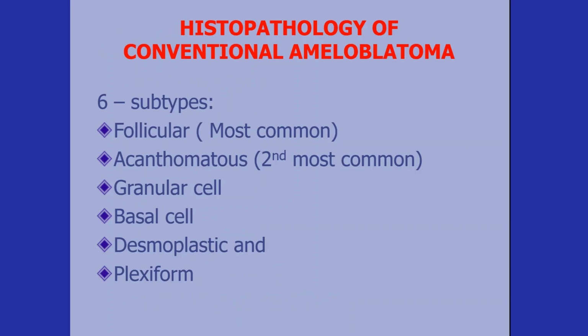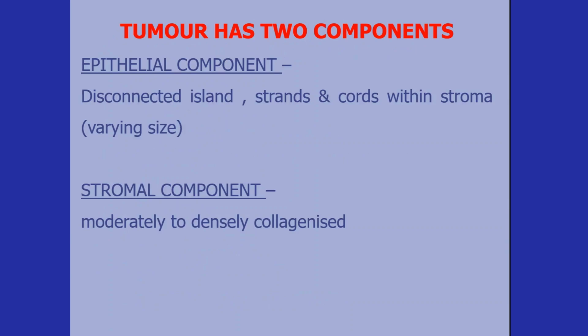Moving on, the histopathology of ameloblastoma has six subtypes. Follicular, which is the most common, acanthomatous, second most common, granular cell, basal cell, desmoplastic, and plexiform.